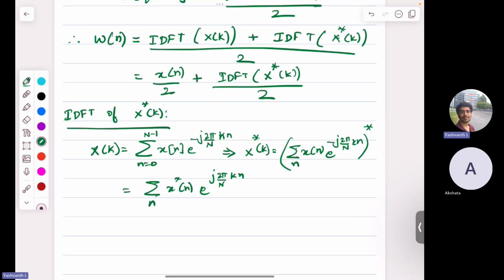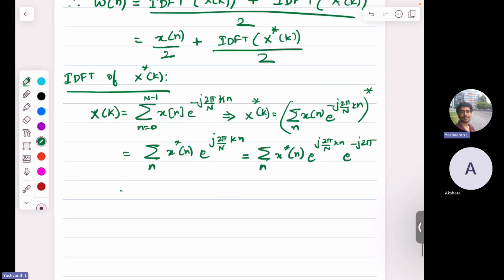This one I can again write as the summation over n of x conjugate of n into e power j 2 pi by N into kn, into e power minus j 2 pi. Then I can write this as the summation over n of x conjugate of n into e power minus j 2 pi by N into (N minus n)k. Do you follow till this step?